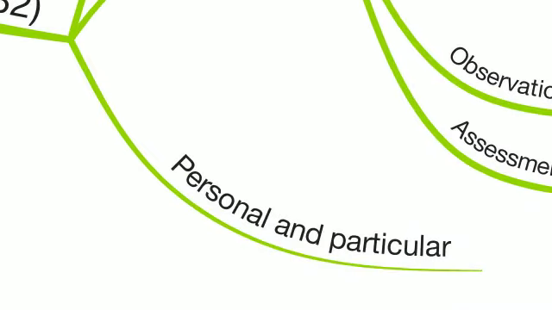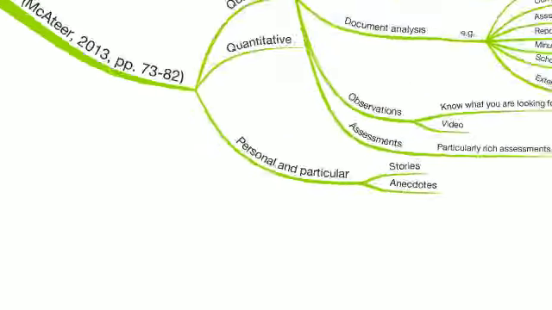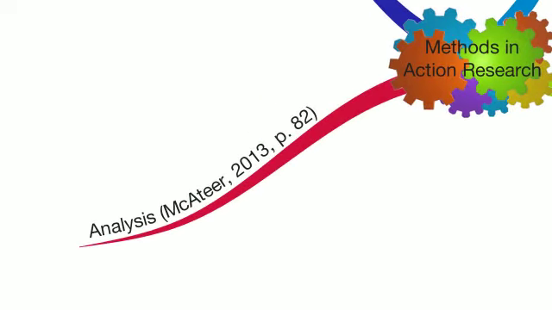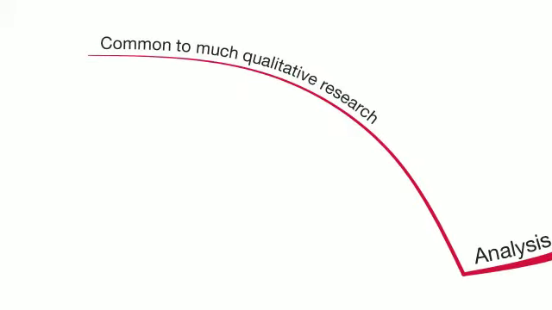There's nothing wrong in action research. Indeed, it's a positive part of action research that our data should be personal and particular, so it may well contain stories and anecdotes. Our analysis of that data will be common to the same data methods used in other areas.